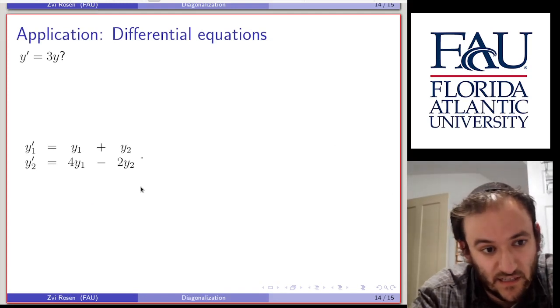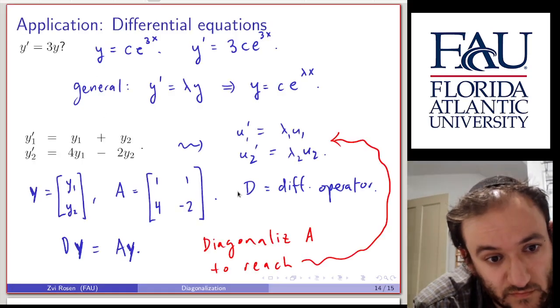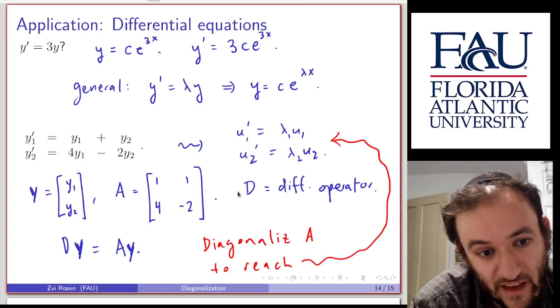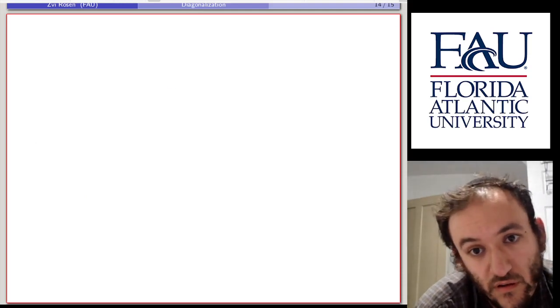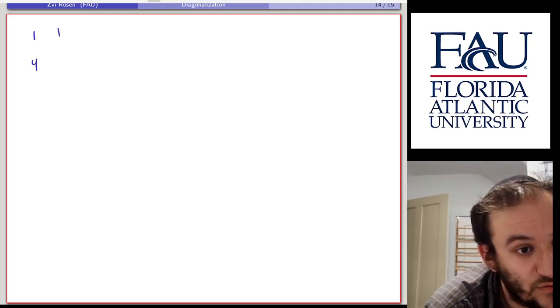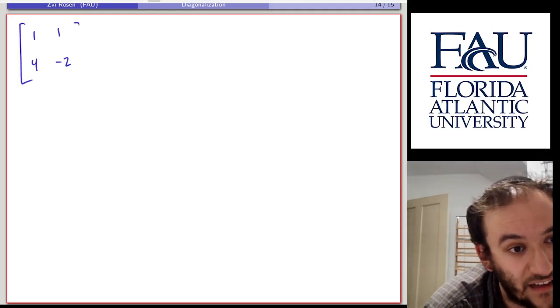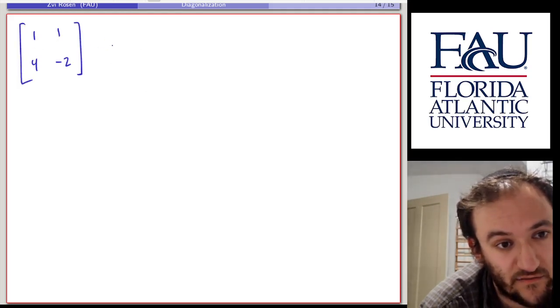So let's continue the problem. We have, again, the matrix (1, 1, 4, minus 2), and we want to diagonalize this. So let's find eigenvalues and eigenvectors.